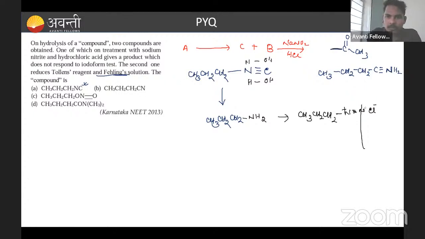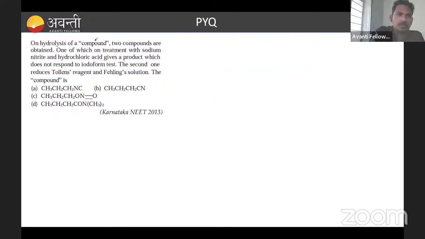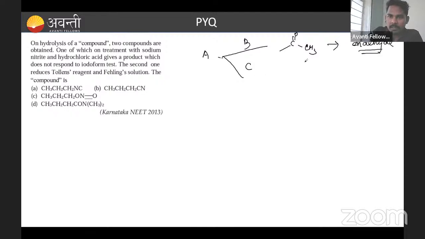So if we do hydrolysis of this one, iodoform test, just wait. On hydrolysis the compound gives two substances B and C. One of them, treated with sodium nitrite, gives a product which does not respond to the iodoform test. That means whatever the product we will get, it is an aldehyde. Aldehyde. Everyone understood this?